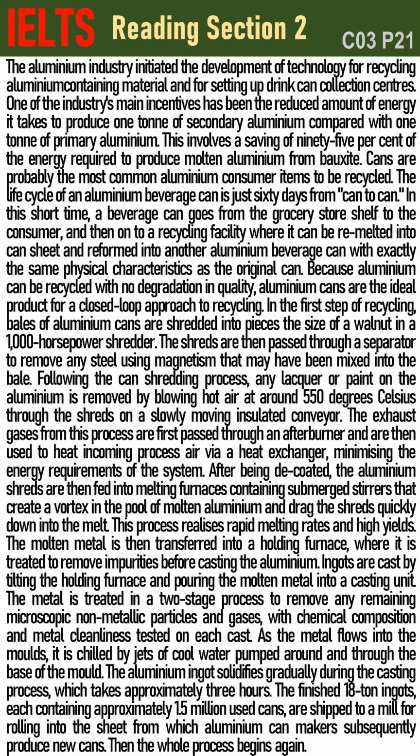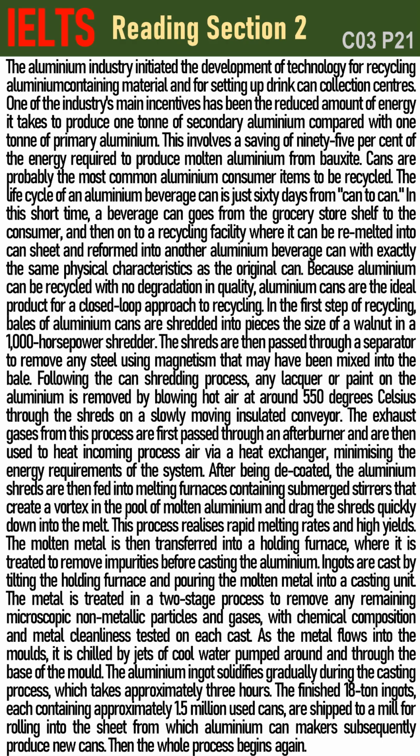to recycling. In the first step of recycling, bales of aluminium cans are shredded into pieces the size of a walnut in a 1000 horsepower shredder. The shreds are then passed through a separator to remove any steel using magnetism that may have been mixed into the bale. Following the can shredding process, any lacquer or paint on the aluminium is removed by blowing hot air at around 550 degrees Celsius through the shreds on a slowly moving insulated conveyor. The exhaust gases from this process are first passed through an afterburner and are then used to heat incoming process air via a heat exchanger, minimizing the energy requirements of the system.